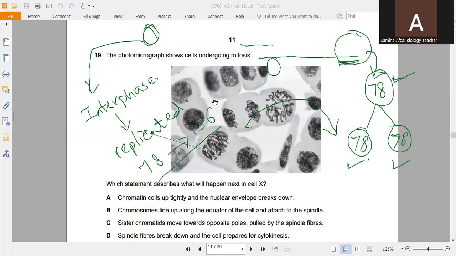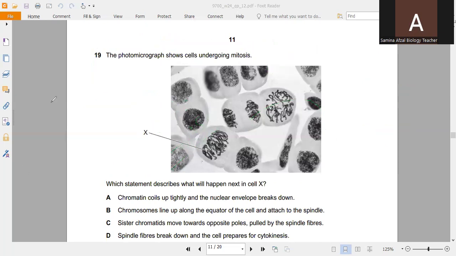Question number 19. Here you can see a photograph. The photomicrograph shows a cell undergoing mitosis. They have shown us the different phases of mitosis. Which statement describes what will happen next in cell X? Here you can see this is the X, cell X.